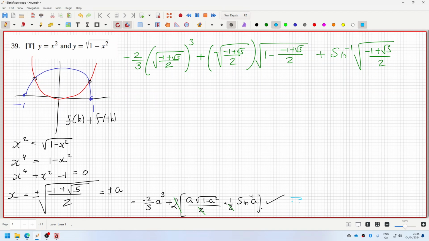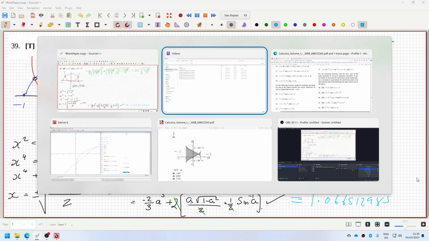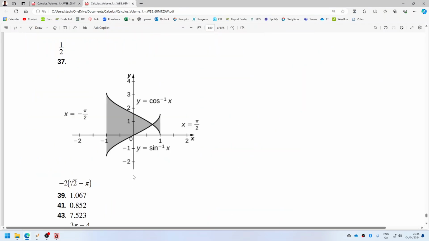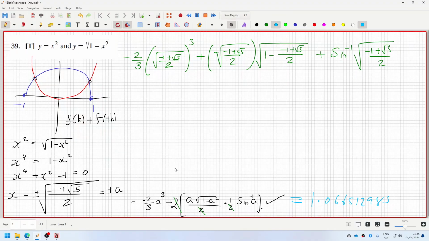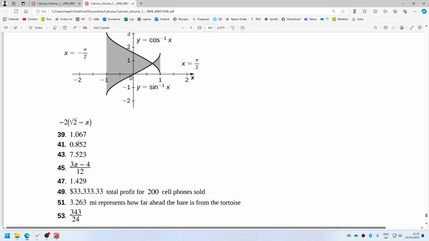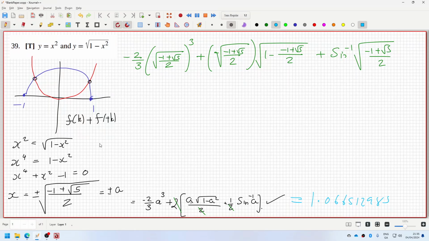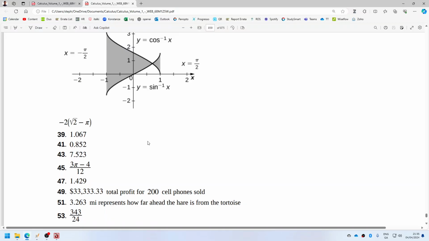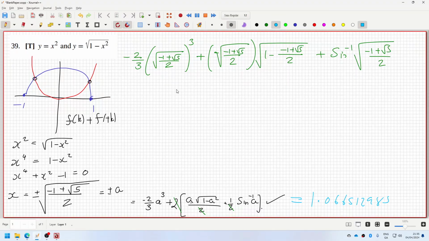Yeah. Let's see if that's right. 1.0... They rounded to 3, 1.067. So although an exact answer is possible, it's messy.